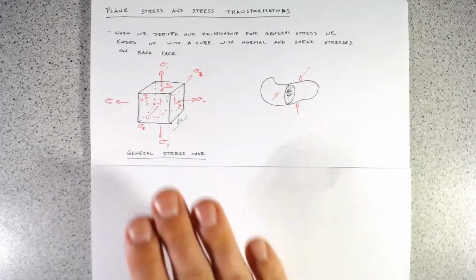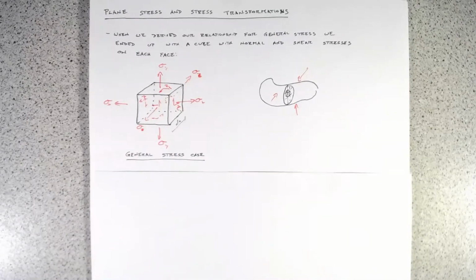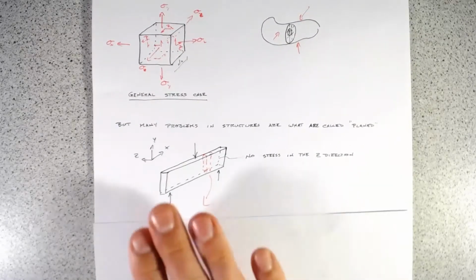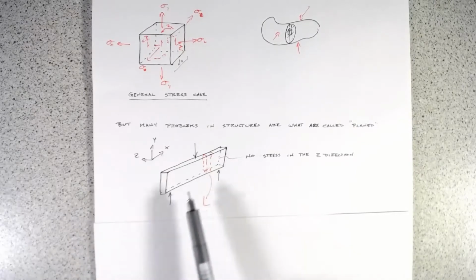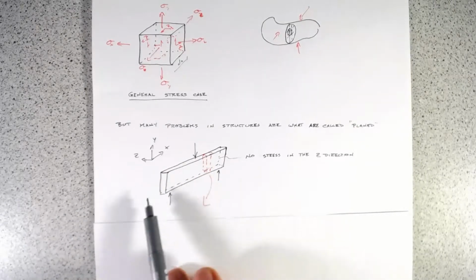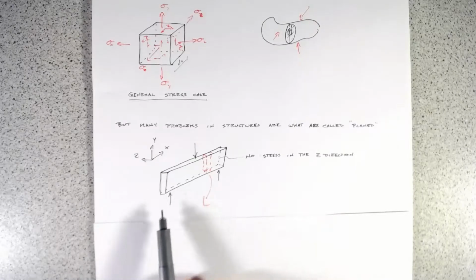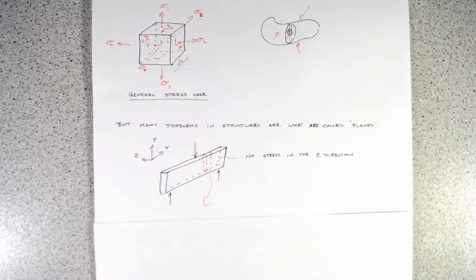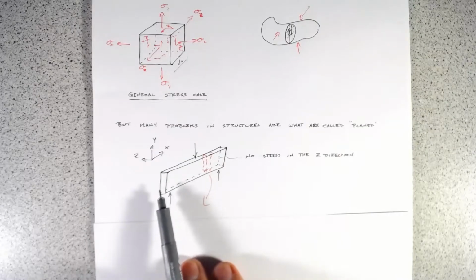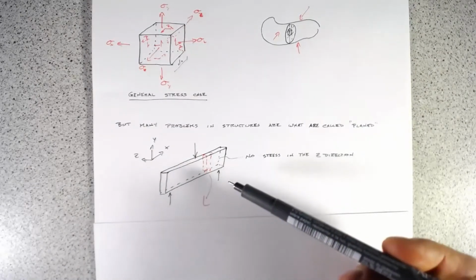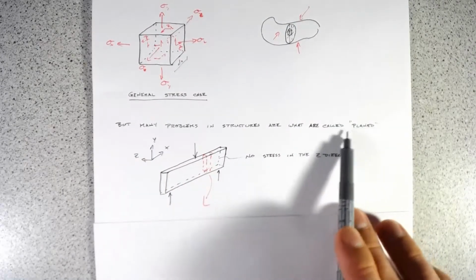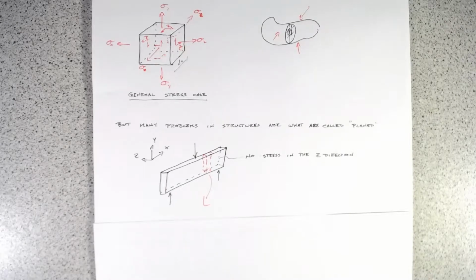However, we can simplify this for a lot of applications in structural engineering, and this is the concept of plane stress. Say I've got a beam here, and the beam has a point load, and these are the two reactions. Looking at the coordinate system here, there's really no stress acting in the z direction, so we only have stresses in the xy plane. Hence, we call this stress state plane.